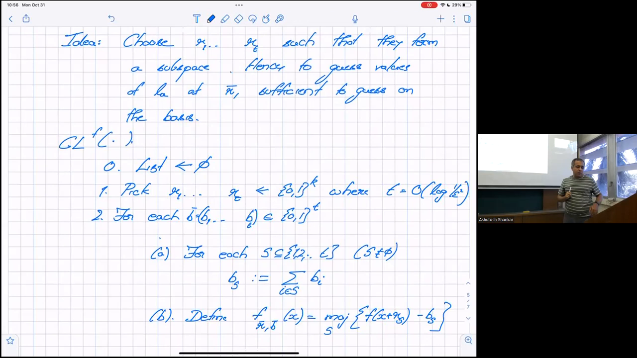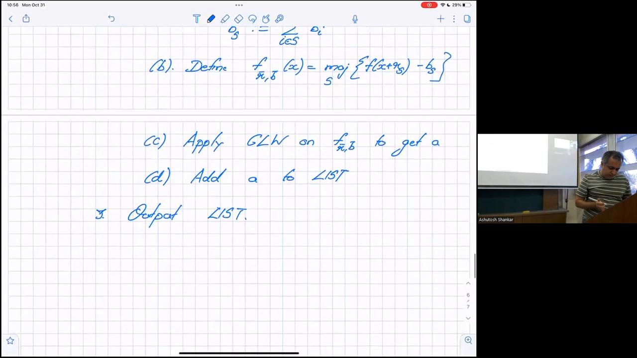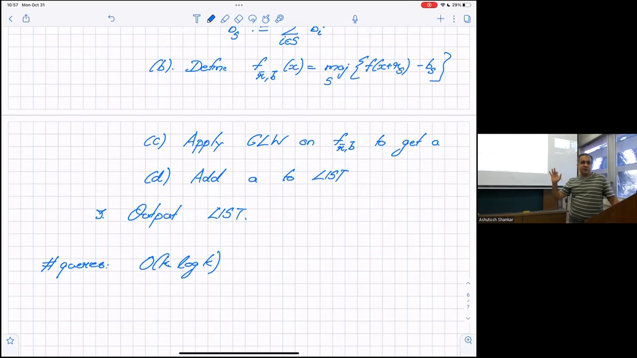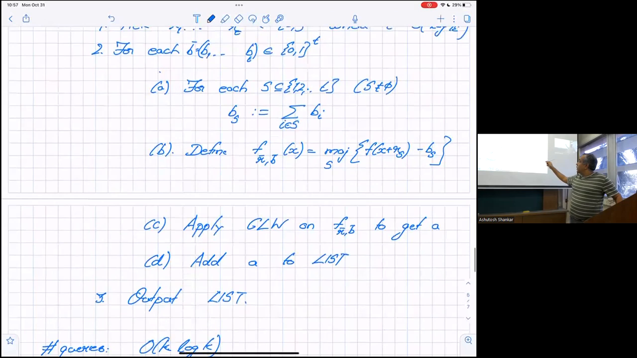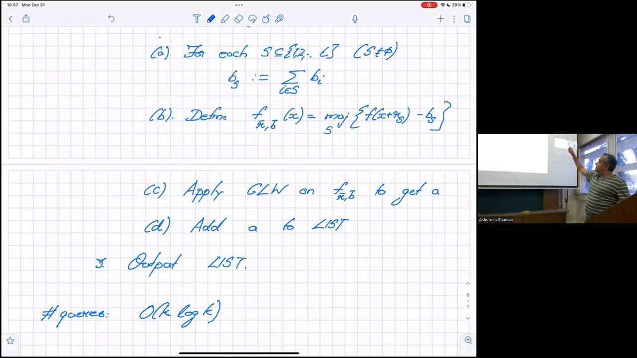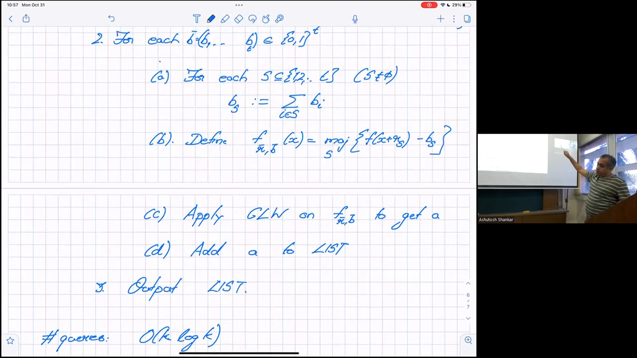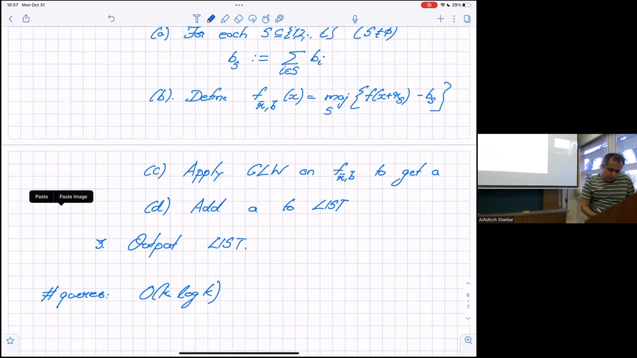Let's do the simple things first. What is the number of queries? As usual, this one is k log k square log k. The GLW is k log k. The epsilon square is how much you get over 3/4 plus epsilon, but that is going to be a constant. So it's k log k queries of the GLW, and the GLW itself is going to be run 2 power t times.